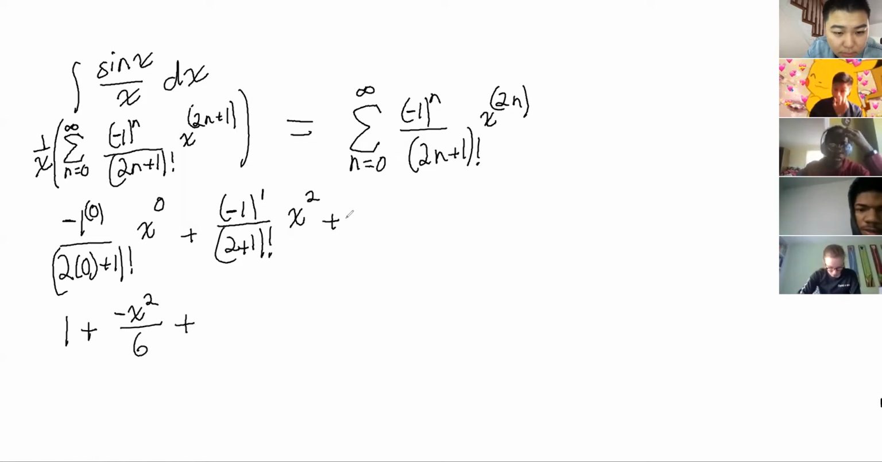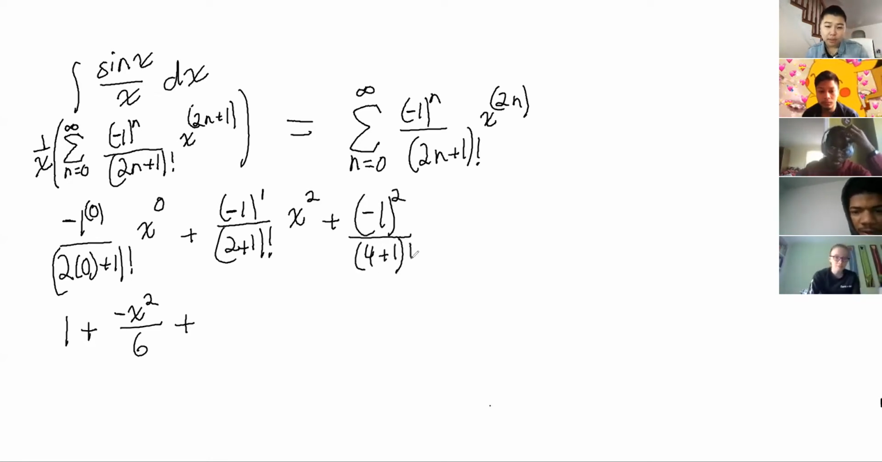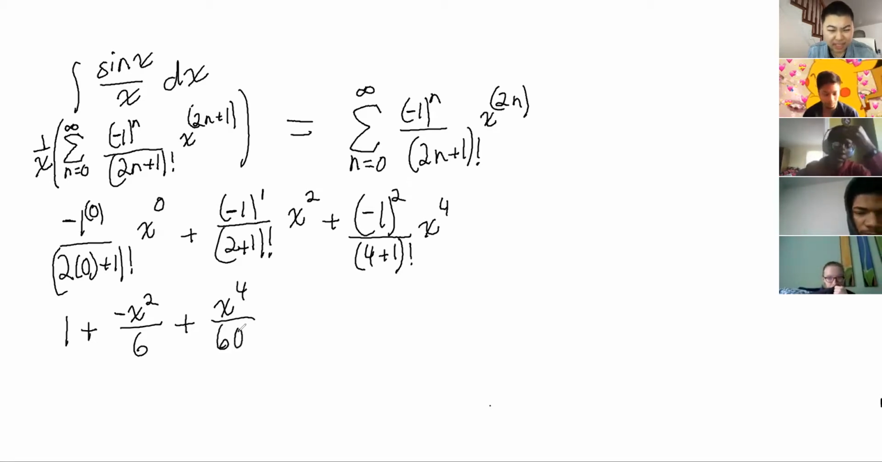So now we can do n equals 2. So negative 1 squared over 4 plus 1 factorial, times x to the 4th. 5 factorial. There'd be x to the 4th over 120? Oh yeah, 5 times 4 times 3 is 60. Yeah, 60. I was just like, wait. Yeah, 60. I guess we can do one more.